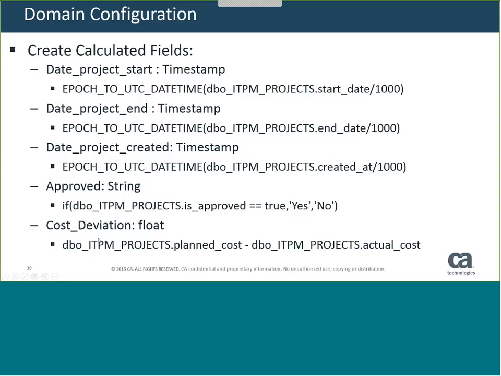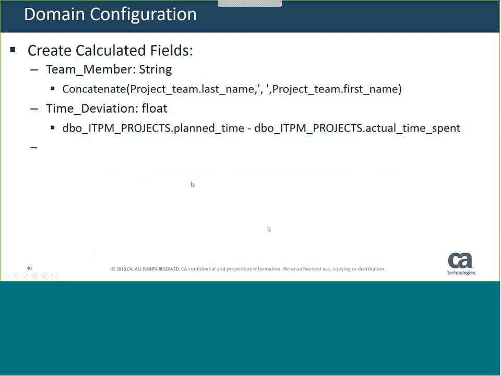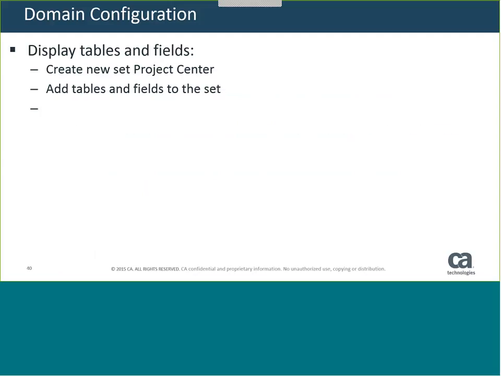Cost deviation is just a math calculation. I have planned cost minus actual cost. And then we have team member, just a concatenation of project team last name with first name. And time deviation is another math calculation. Okay, so this is what we are going to build. Then we just need to display these tables and fields as we want in a new set.